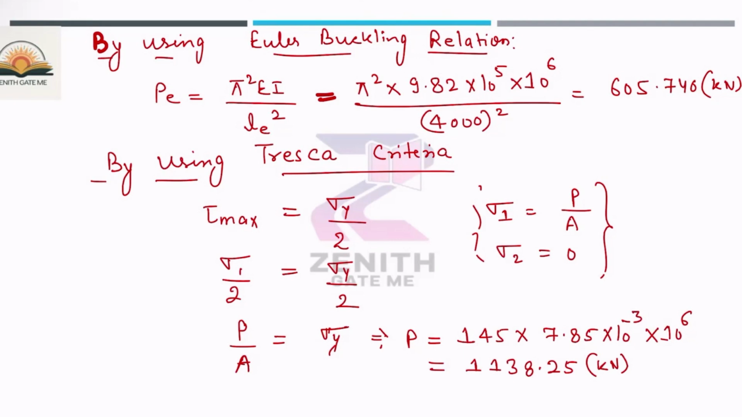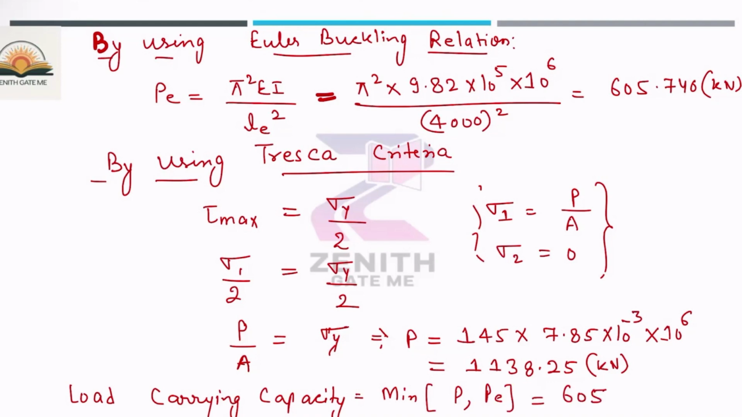Suppose if you take this value, then it will fail due to buckling. So you have to take the minimum value of load out of these two. The load carrying capacity is the minimum value of P and PE, which is 605.746 kilonewton. So that will be the answer for this question. This much load the column can sustain without undergoing any failure.